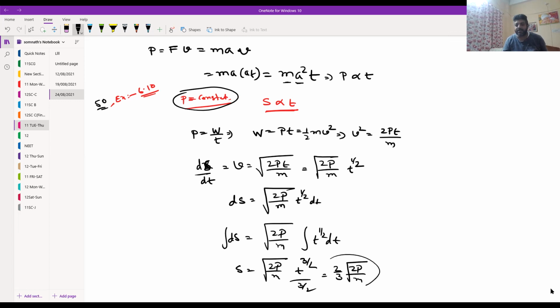That means s is directly proportional to t to the power 3 by 2. Option is D. Okay, understand? Is it okay? Yes.